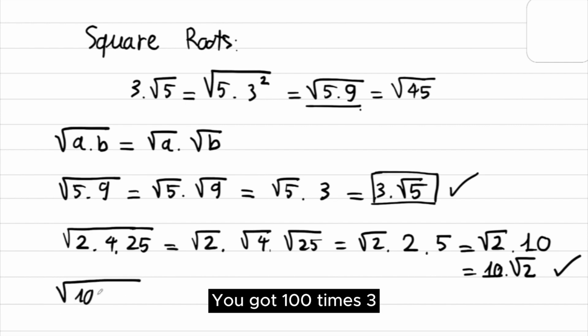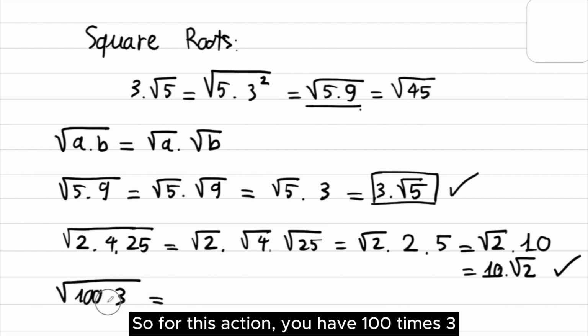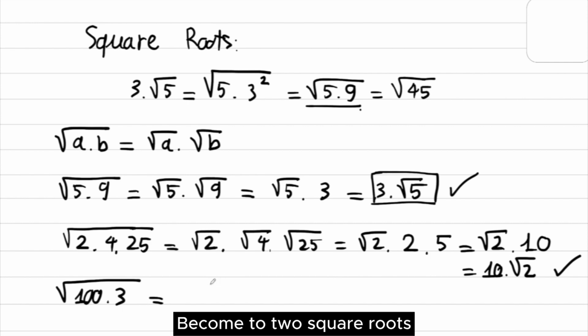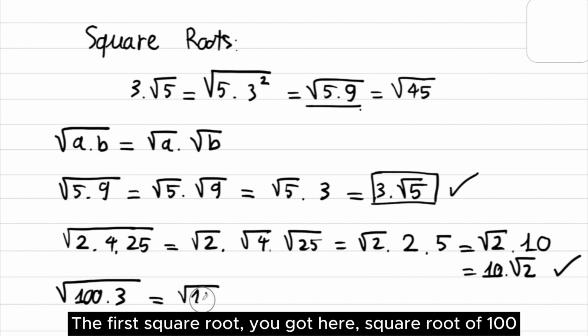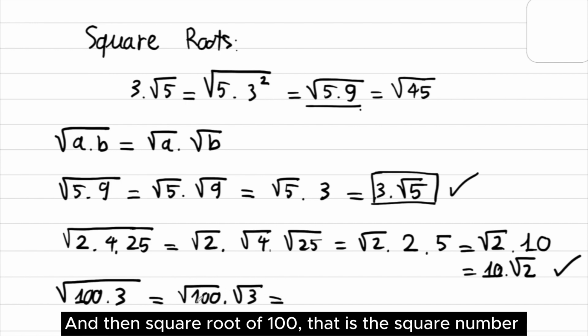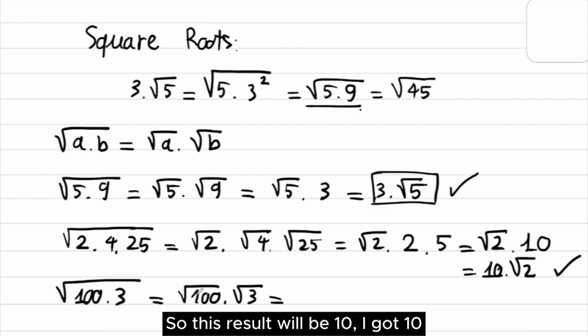You have 100 times 3. Okay, so for this action you have 100 times 3, you have 2 terms, and I can separate 1 square root into 2 square roots. The first square root is the square root of 100, and the second one is the square root of 3 here. The square root of 100 is a square number, so this result will be 10.